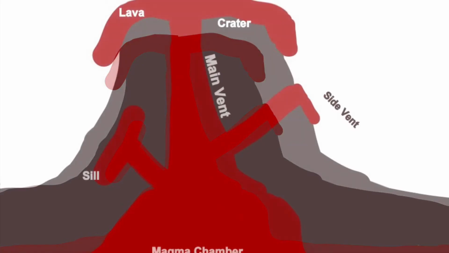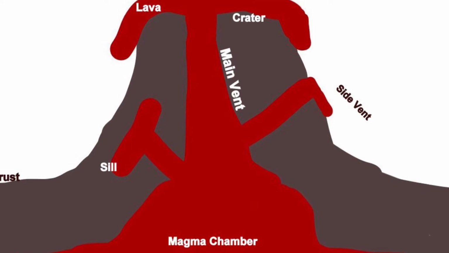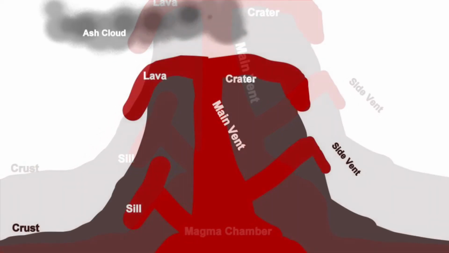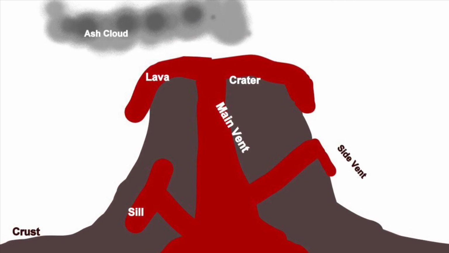As the magma erupts out of the volcano, it becomes lava. So when molten rock is under the surface, it is referred to as magma, and when it is on Earth's surface, it is referred to as lava. As lava erupts from a volcano, an ash cloud may form above the volcano, which is made of smoke, ash, and small bits of rock.